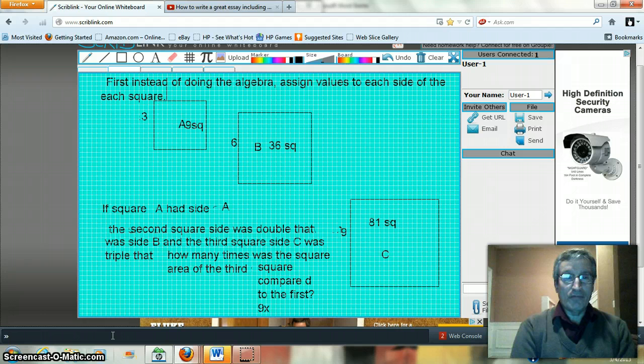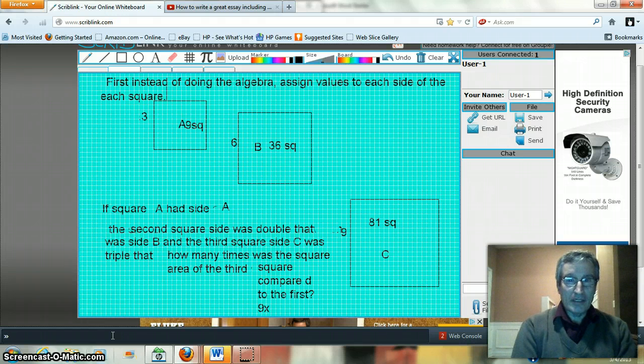We decide that the first square, square A, the side is going to be 3. Therefore, the area of it is 9 square feet. The second square's side is double that, 6. Therefore, it's 36 square feet, square B. And square C is triple the original one, which makes the side 9, and therefore it's 81 square feet.